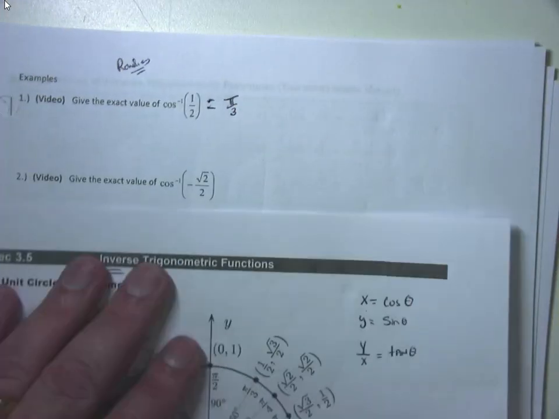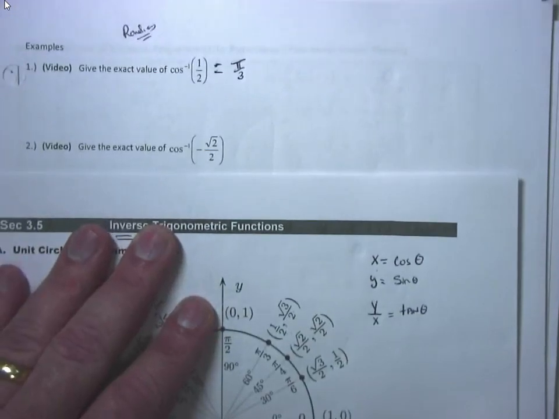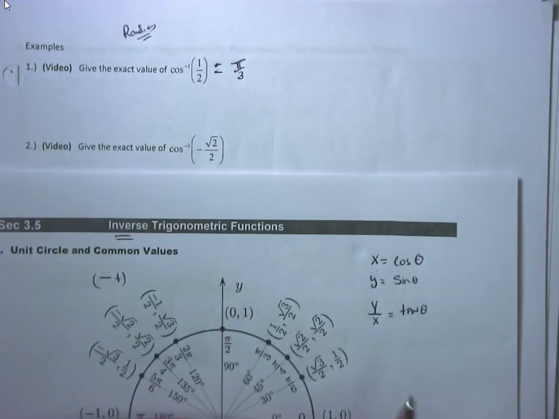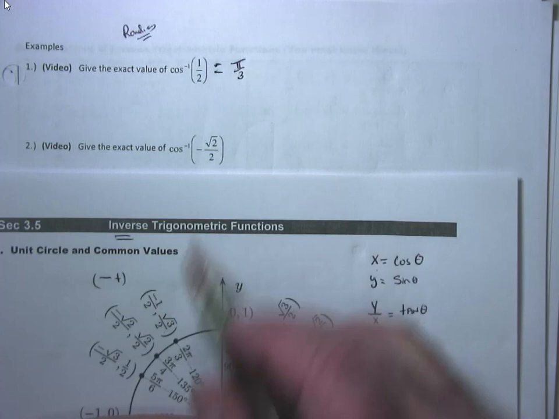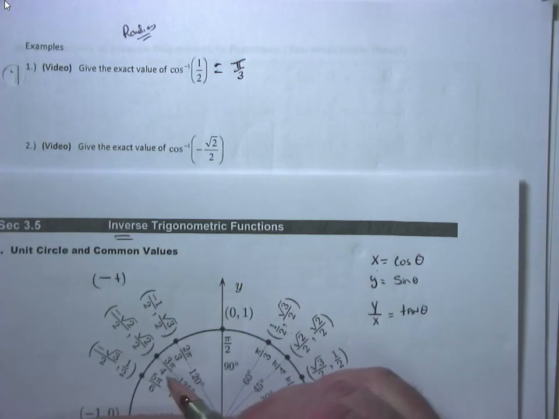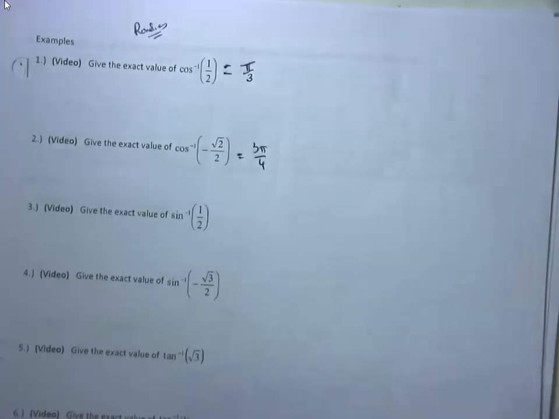So what is the cosine inverse of negative square root of 2 over 2? Again, cosine inverse works the top half of the unit circle. Where in the top half do we have an x-coordinate of negative square root of 2 over 2? What angle? It is 3 pi fourths. Does that make sense?